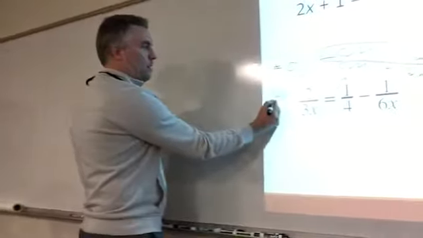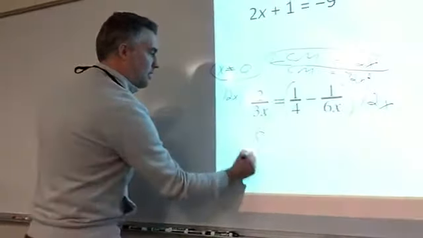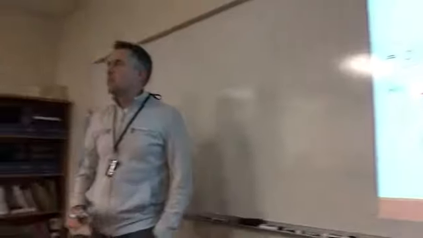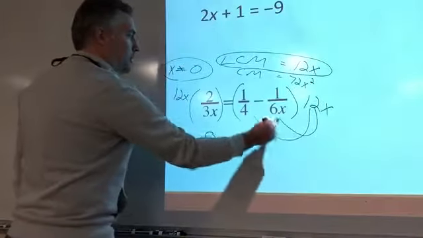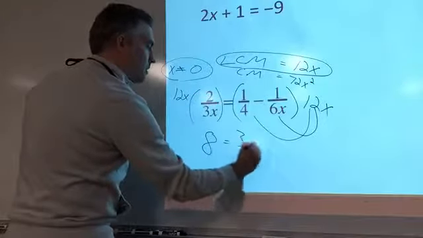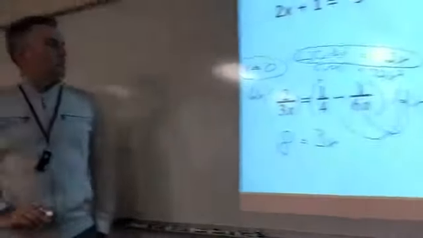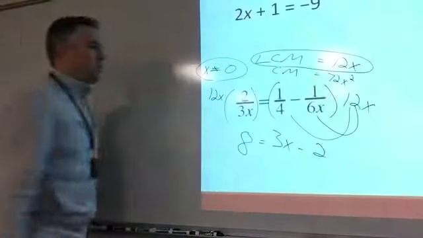So 12x times 2 is 24x. 24x divided by 3x is 8. See how nice and clean that cancels out for you? Everything works out. This guy I'm going to have to distribute, right? So I got to distribute to him, and I got to distribute to him. So 12x divided by 4 is 3x, and 12x divided by 6x is 2.